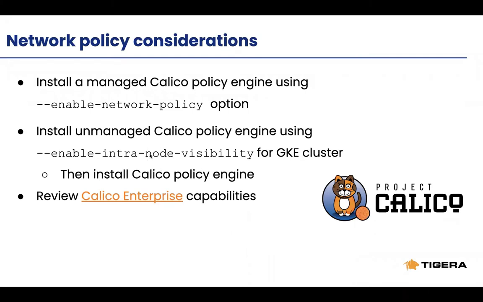So for Calico network policies, two things to remember. Enable network policy just enables the managed version of Calico. Enable intranode visibility for a GKE cluster allows you to get the GCP netd configuration for CNI, which allows you then to install the Calico policy engine of your choosing on top of that. And there is a link in here to Calico Enterprise capabilities. This presentation is going to be shared, so you can go and review the additional capabilities that Calico Enterprise has on top of what Calico open source offers.